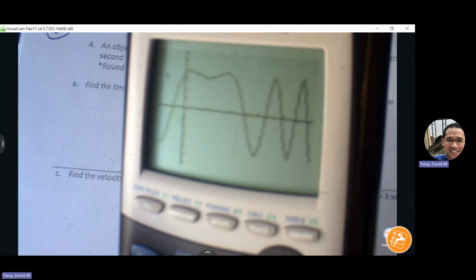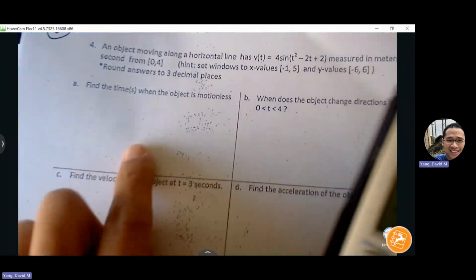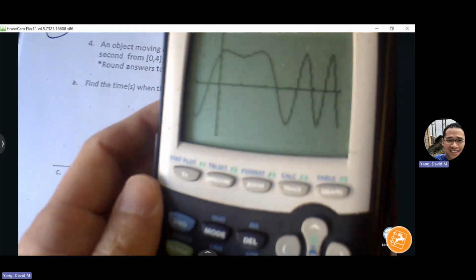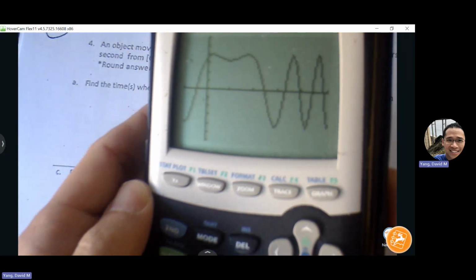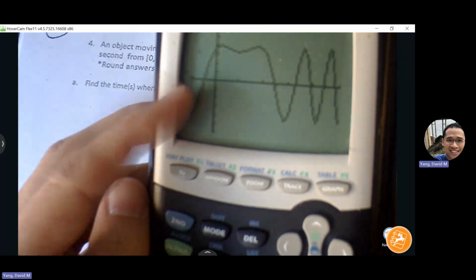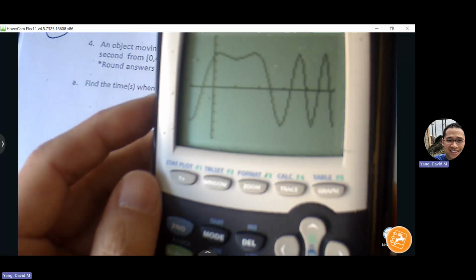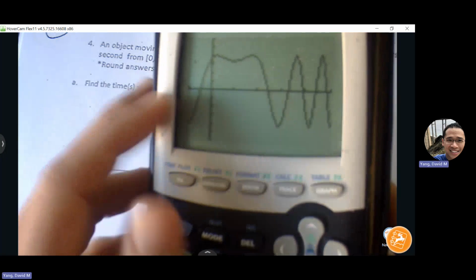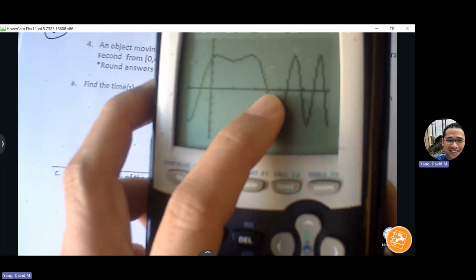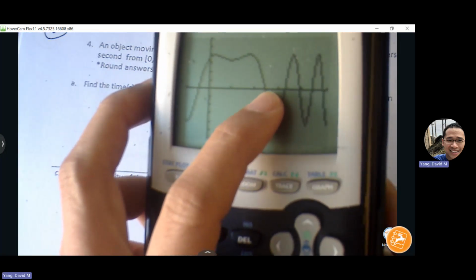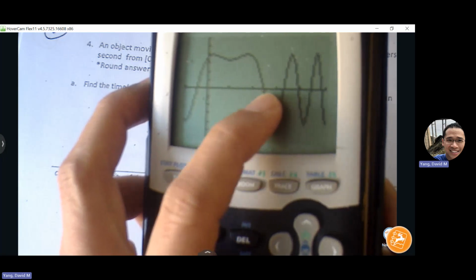Now, this is the velocity graph. Part A says, find the time when the object is motionless. If we want to find out when the object is motionless, we're basically looking to see wherever this velocity graph hits the x-axis. So we have to figure out the decimal where the graph touches the x-axis.